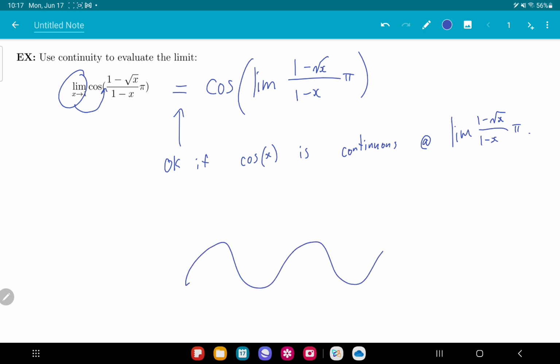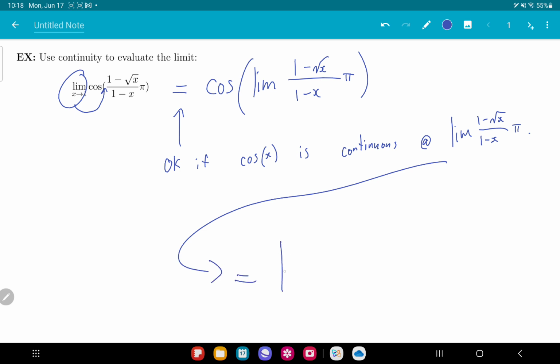Cosine of x is just this wave function, right? There's no, just waves forever. There's no discontinuities or asymptotes or anything like that. So we just need to check that this value here actually exists. Okay, so again, cosine is going to be continuous everywhere. So we just need to check that this thing exists, and we will do that by calculating it.